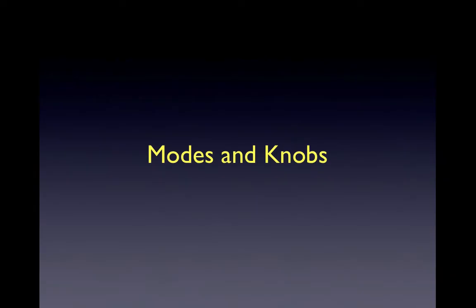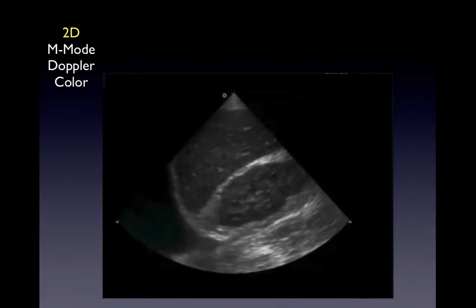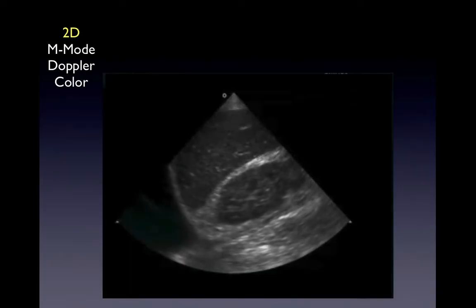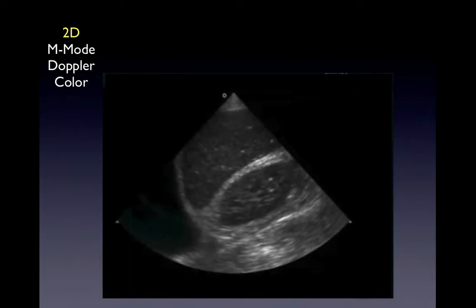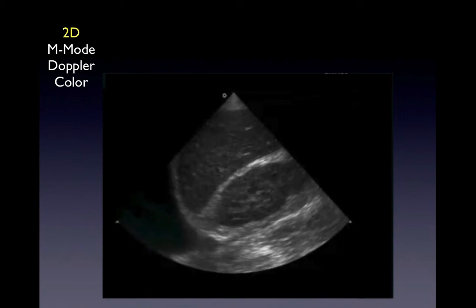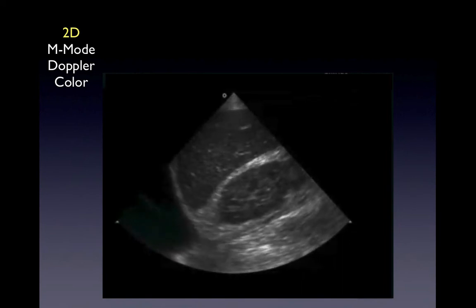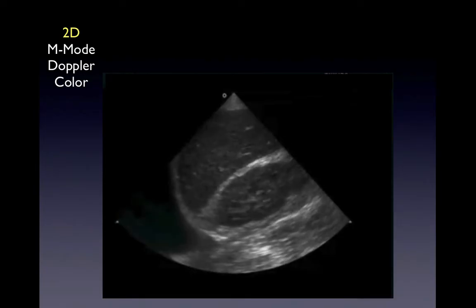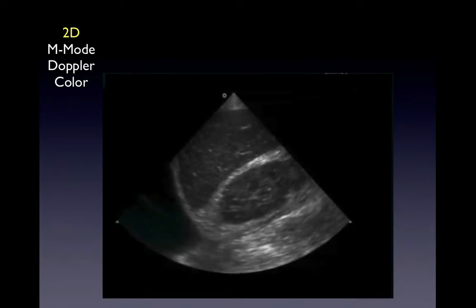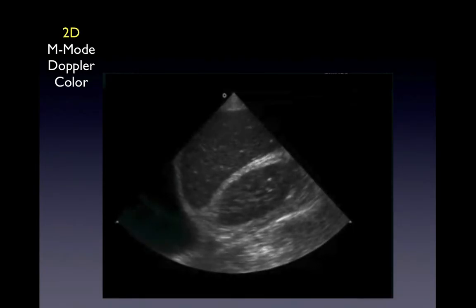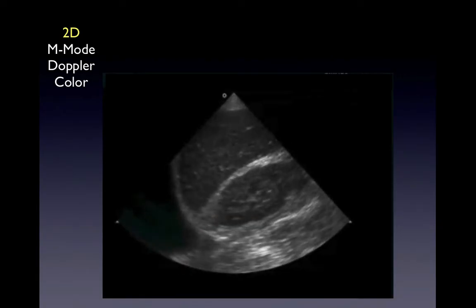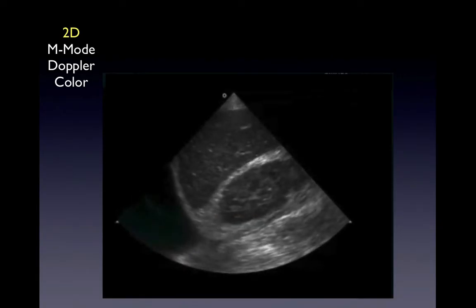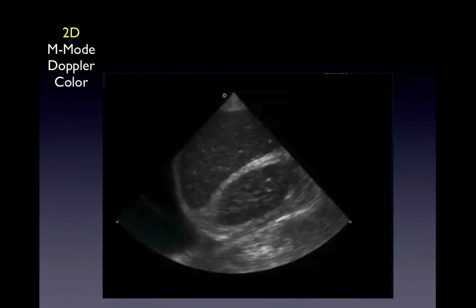Next, a brief discussion of modes and knobs. The 4 modes that we will briefly cover are 2D, M mode, Doppler mode, and color flow mode. This is a video image example of 2D, also called grayscale, also called B mode. B stands for brightness, because essentially the machine is modulating the brightness of dots.